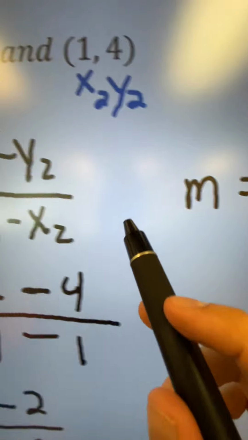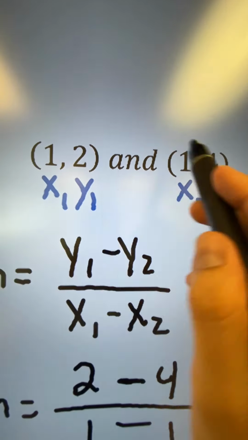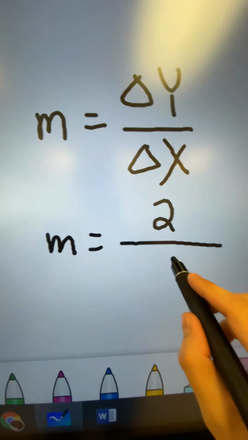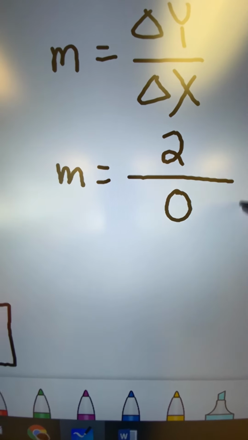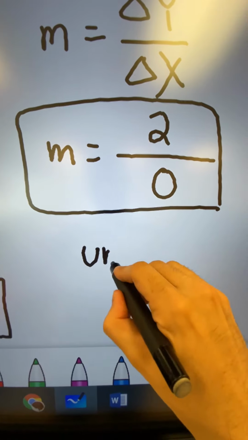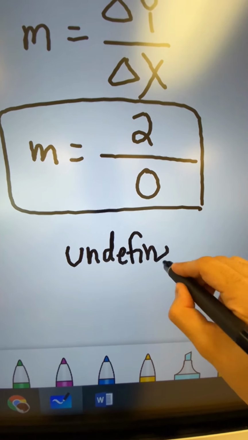Then for the x values, how far apart are the x values? Well, from 1 to 1 is 0 spaces away. So that would be a 0 for that one. And you can see we get the same result. Again, we're dividing by 0, which means it's undefined. That's the type of slope we have.